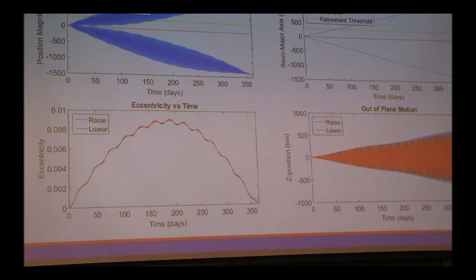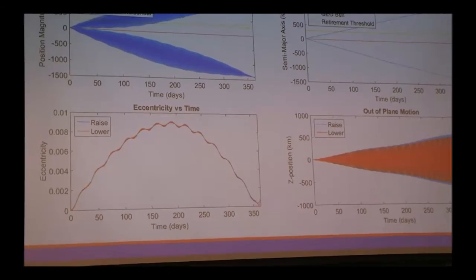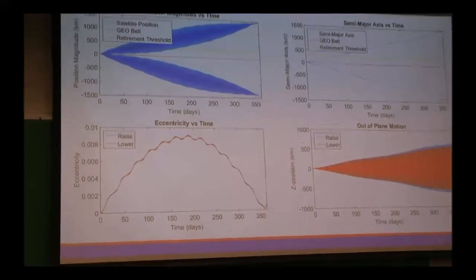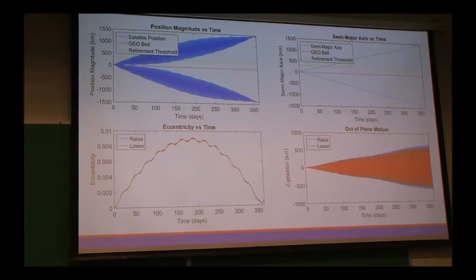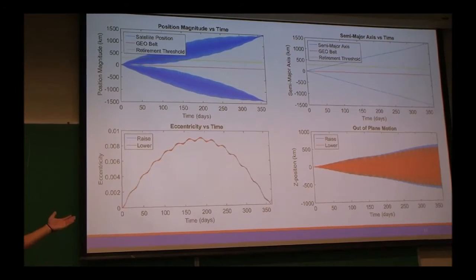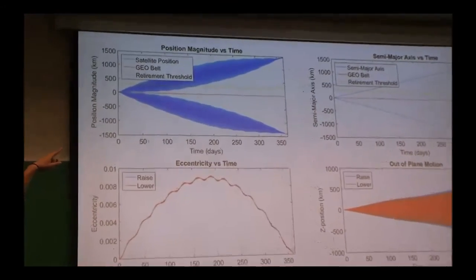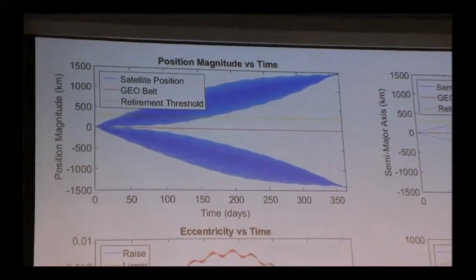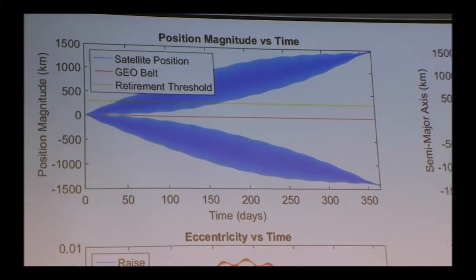So once again, we have a satellite. The area-to-mass ratio is going to be 0.8 meters squared per kilogram. So just know that's the A to M ratio that we're using. And with that particular ratio, we can raise or decrease the semi-major axis 1,500 kilometers in 1 year.